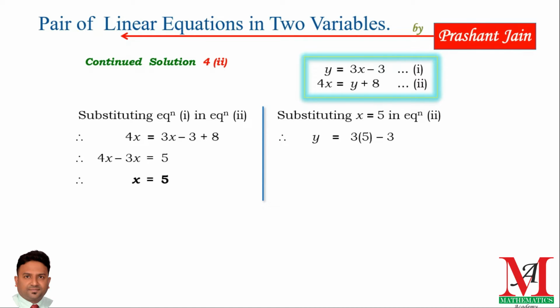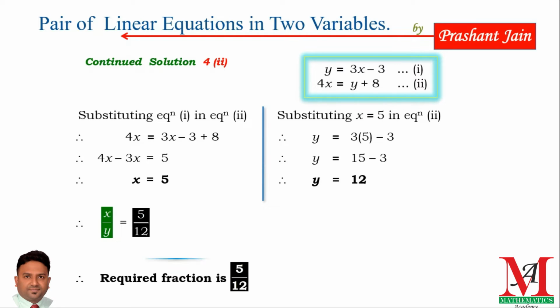So y is equal to 3 into 5 minus 3, that is 15 minus 3, and that is 12. Actually, there is a typo error. We put the value of x in equation number 1 and we get the value of y as 12. So the fraction is x upon y, and our answer is 5 upon 12. So this is something about the fraction problem, and the fraction problem is also very easy.